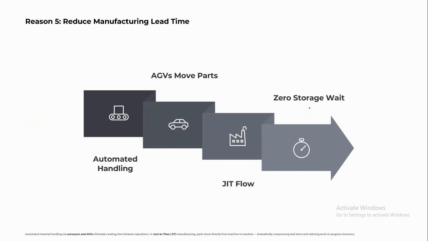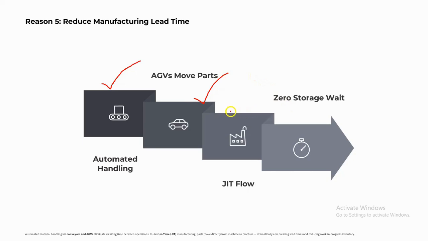Now the fifth reason: it can reduce the manufacturing lead time. Here you can see in this diagram, we can handle the raw materials automatically. Here we can use AGVs. I think all of you know what an AGV is. It is called an automated guided vehicle, a vehicle which works inside the industry without the intervention or control of a human being.